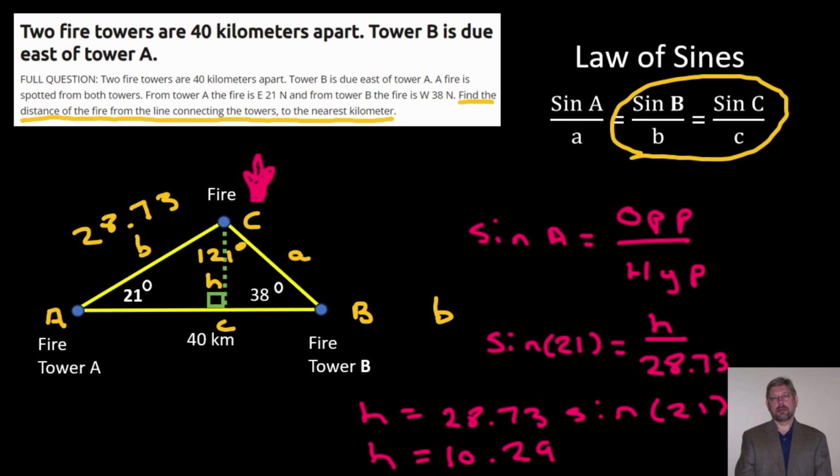But remember when we looked at the question part of the problem, what we're trying to solve, it says find the distance of the fire from the line connecting the towers to the nearest kilometer. So I'm going to round that just to 10 kilometers. And we're done. 10 kilometers is the distance from the base to the fire.